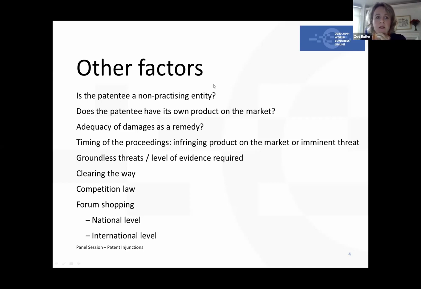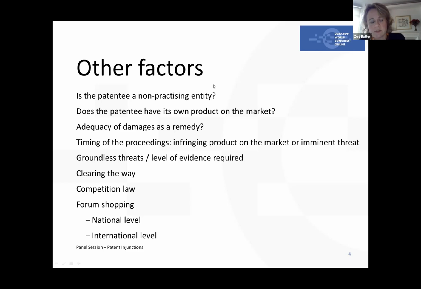It also plays into the idea of the non-practicing entity, and I think this shows the difference, certainly in the UK, between a permanent injunction and a preliminary injunction. I think typically it's going to be very difficult for someone that's not practicing the patent and is probably licensing the patents, as damages are going to, in all likelihood, be adequate.